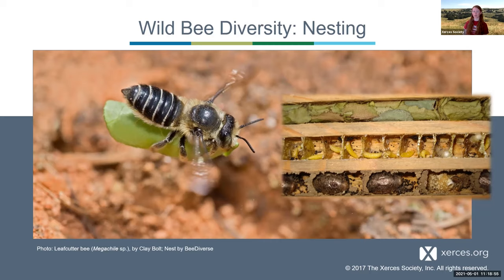So the top row that we see there, let me see if I can use a pointer. This one's from a leafcutter bee. And then we have a mason bee down here using mud. And then in the middle, we have a resin bee. So the different bees are gonna nest in different places, and they're also gonna utilize different materials.